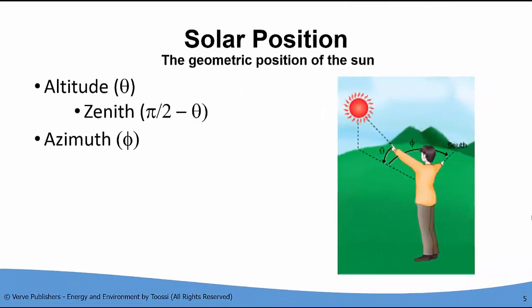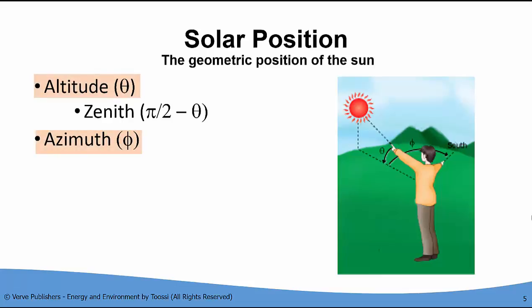To determine the amount of radiation reaching us at any location at a particular time, we have to determine the position of the sun relative to us and our position relative to some fixed reference points on the Earth. The position of the sun is determined by two angles, altitude or theta, and azimuth, which is phi.